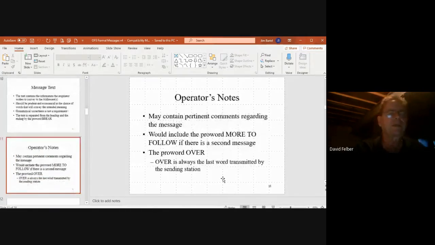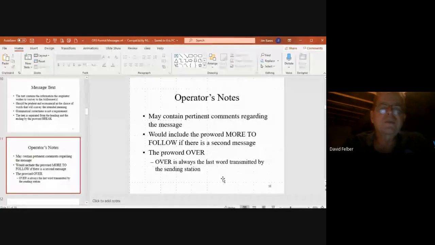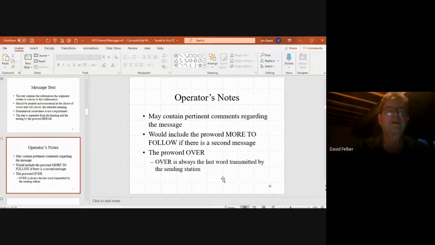At the end, there's operator's notes. There may be operator's notes. They may have pertinent comments, would include the pro word more to follow if there's a second message. And then the last word transmitted by the sending station is the pro word over. So after I send the text, I would use the pro word break, over. And I've turned it over to the receiving station.